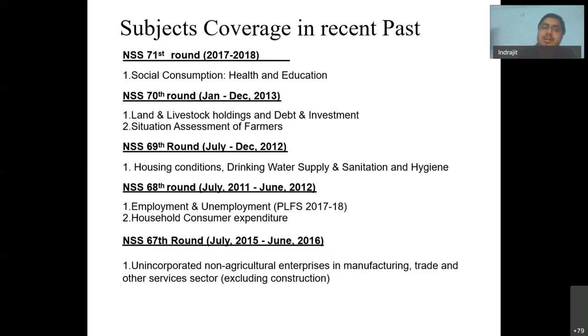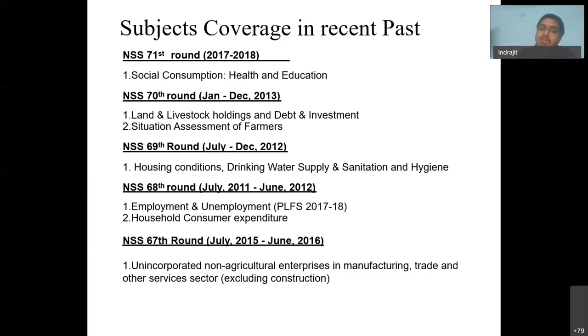survey. In 2013, the latest, we have data on investment survey, situation assessment survey. In 2012, we have this housing condition survey. 2011-12, I have mentioned specifically employment, unemployment, and household consumer expenditure, because there is a little bit of change in the pattern of employment, unemployment after 2011-12, after the formation of the new government. So they initially stopped this survey, but they have conducted this employment, unemployment in a different form, keeping the questionnaire more or less the same, with some modification, that periodic labor force survey they have introduced in 2017-18.